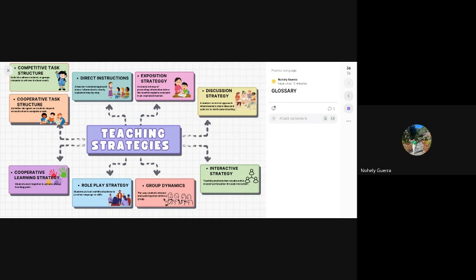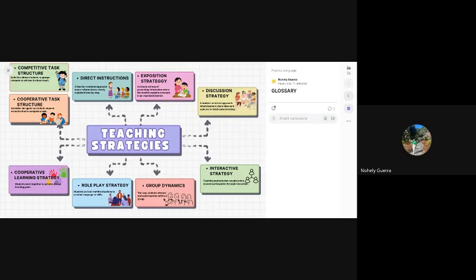So this mind map presents different teaching strategies and classroom interaction techniques that help teachers deliver content and engage students effectively. So the first is direct instruction, which is a teacher-centered approach. Here the teacher explains the content clearly, step by step, so students can understand the basic concepts. Next, we have exposition strategy, which is similar, but focuses more on organizing information in a logical way, using some examples to make ideas clearer.